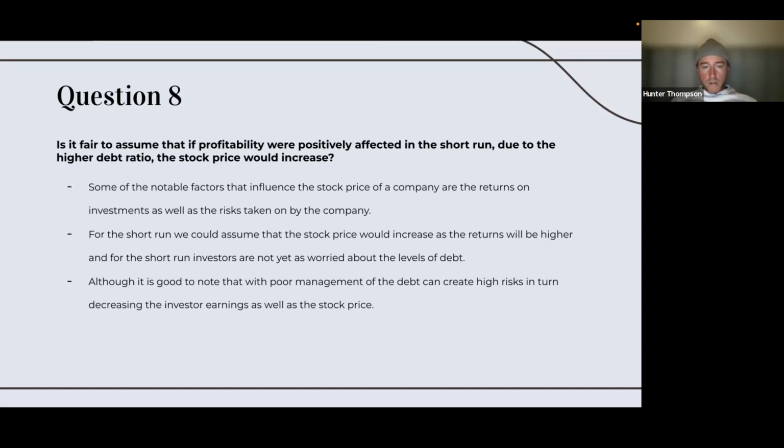And so for the short run, we would assume that the stock price would increase as returns would be higher due to the short run investors not yet being worried about levels of debt. Although it is good to note, with poor management of debt and high amounts of debt, this can create a high risk in the future. And so in turn, this would decrease investor earnings. You would lose some interest from investors, which could negatively affect the stock price. But that is more for the long run. And since we're looking at the short run here, we would assume that the stock price would increase.